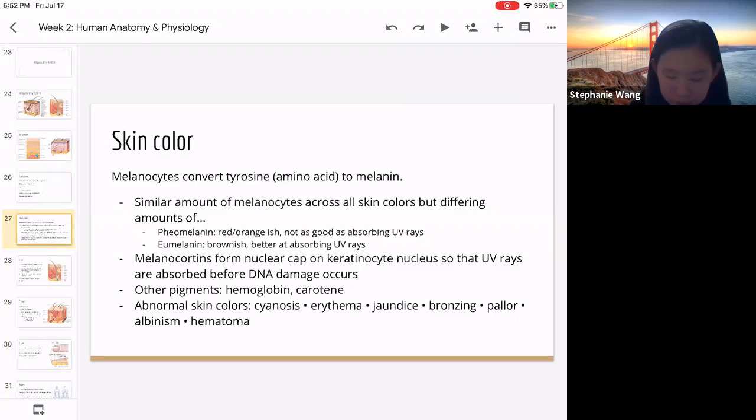Okay, don't worry too much about this whole melanocortin thing. That's more advanced, but of course you can learn into that. There are 2 other pigments that help your skin create its color, hemoglobin and keratin, but the main one is still going to be melanin. And of course there are abnormal skin colors. For example, if people do not have enough oxygen flow, they could have cyanosis, in which their skin turns greenish or bluish.